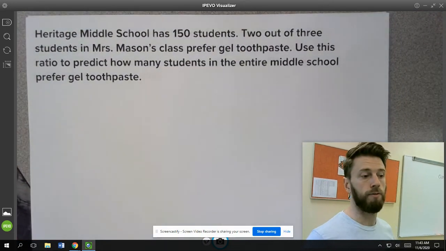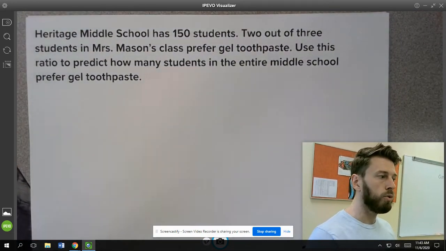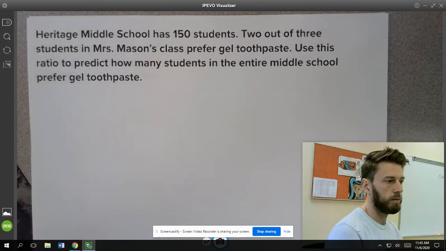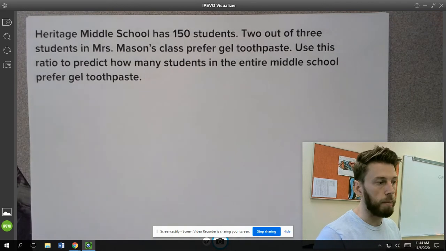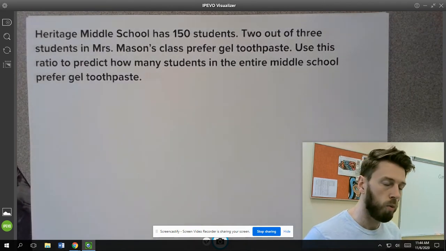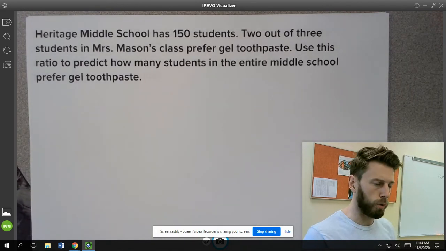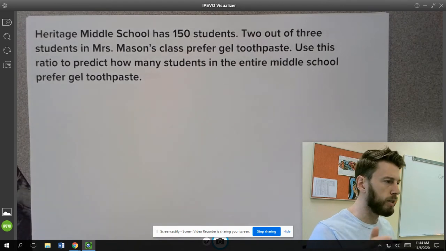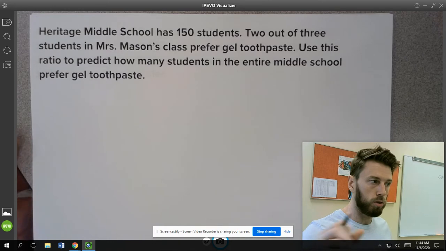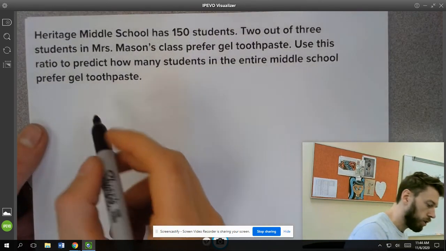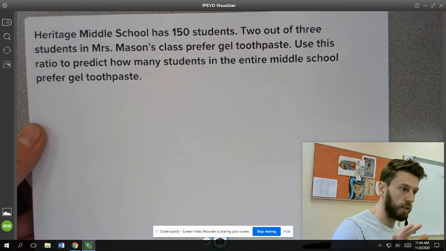Heritage Middle School has 150 kids. 2 out of 3 students in Mrs. Mason's class prefer gel toothpaste. Use this ratio to predict how many students in the entire middle school will prefer gel toothpaste. So what we're going to do, okay, is we're going to take students that prefer gel toothpaste to total students, right? So we're going to write this down because this is the ratio, right?